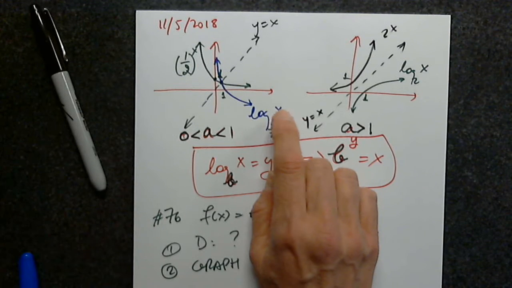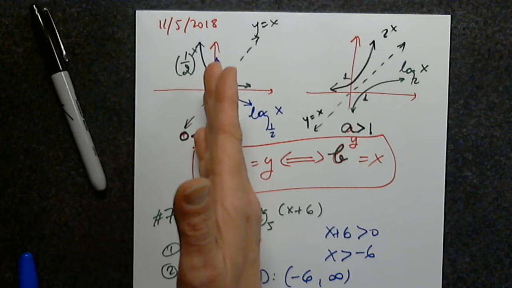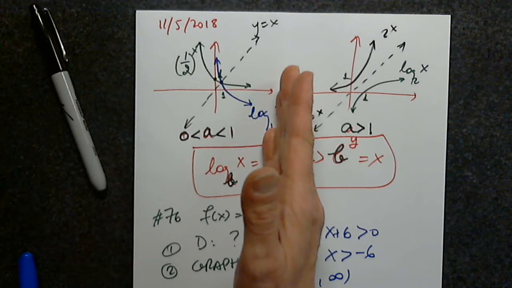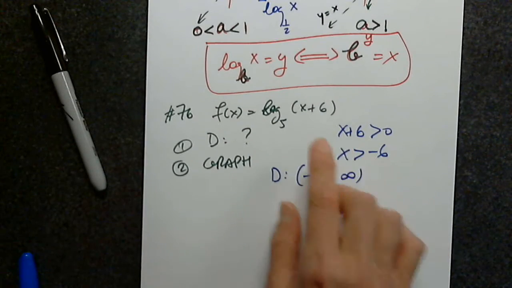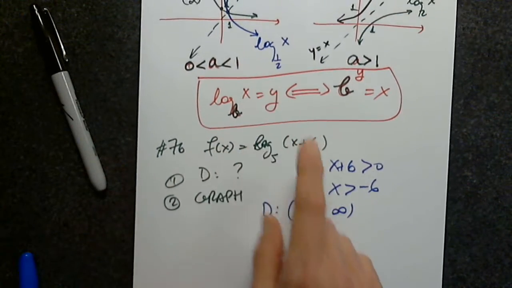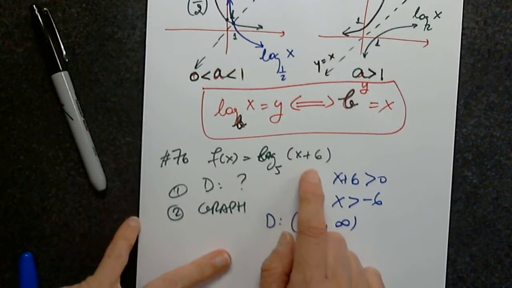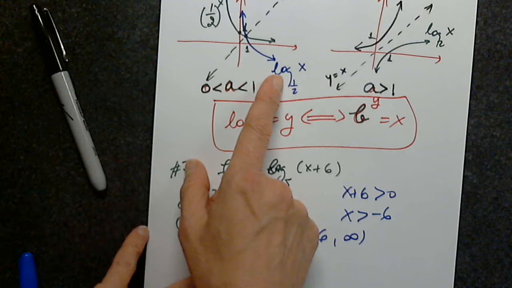One second, Steve. So as long as I have x, it has to be the domain between 0 and infinity. But I don't have x. This is a transformation. So what is a transformation doing? What does log base 5 of x plus 5 do to this one?